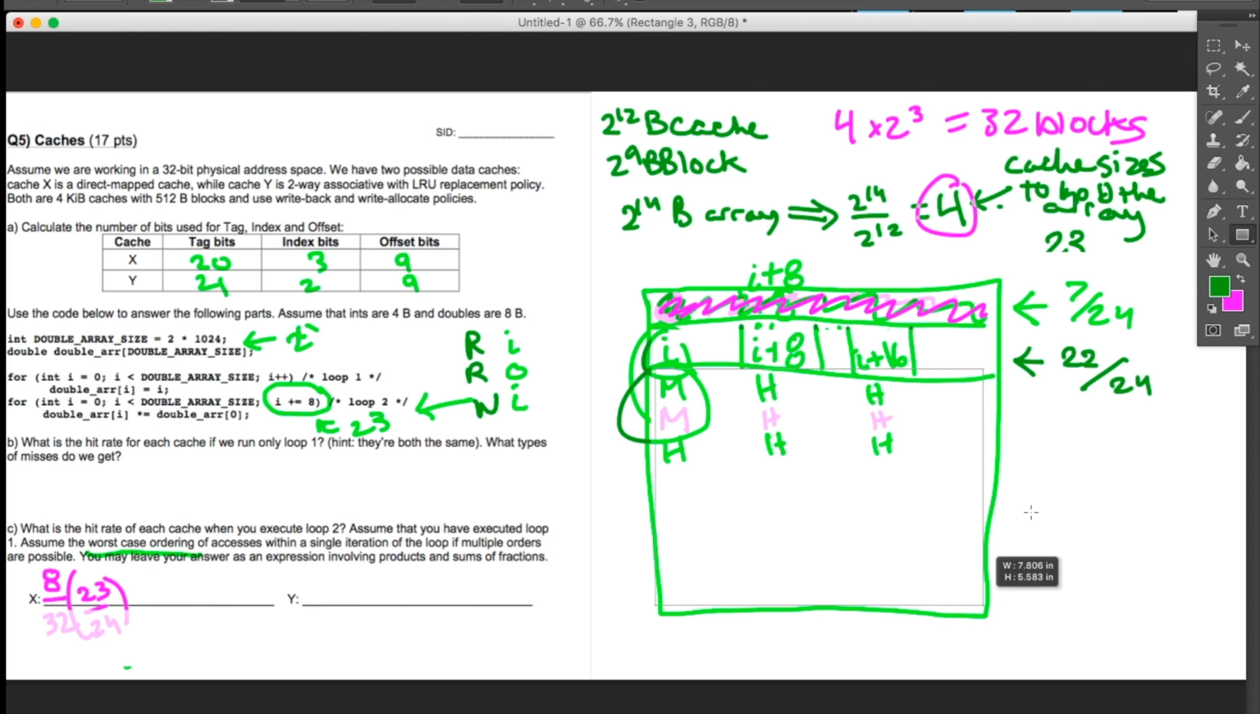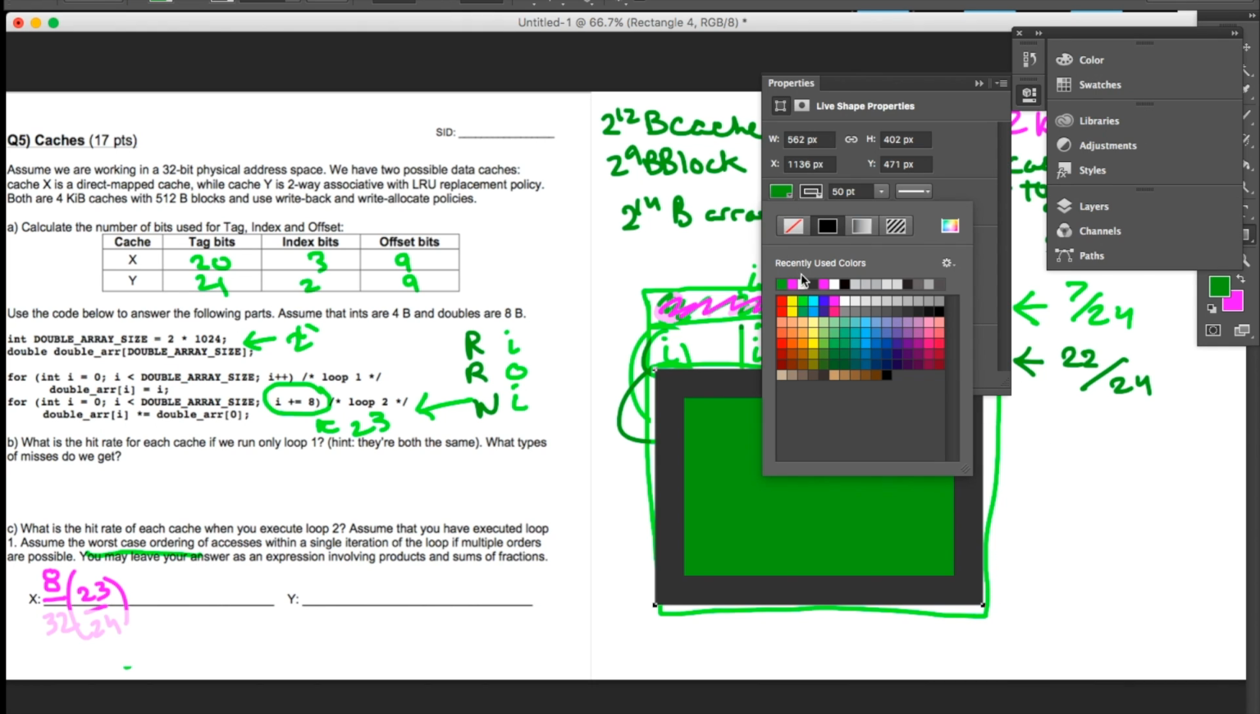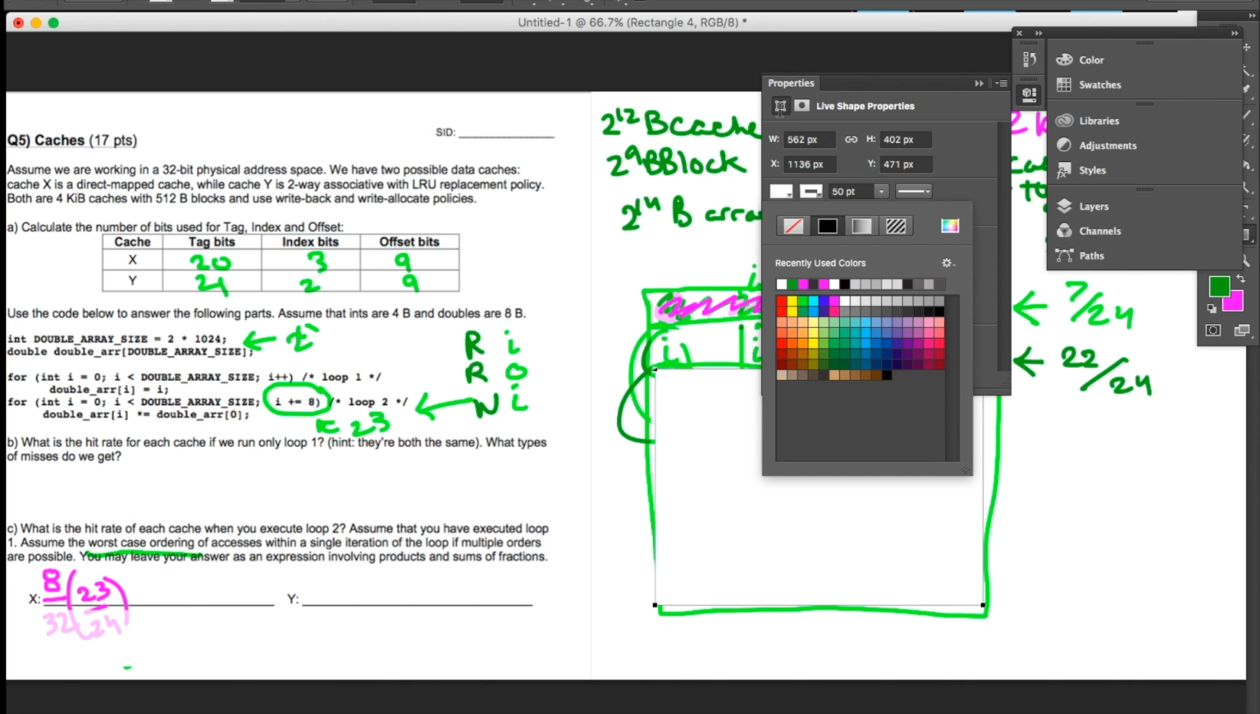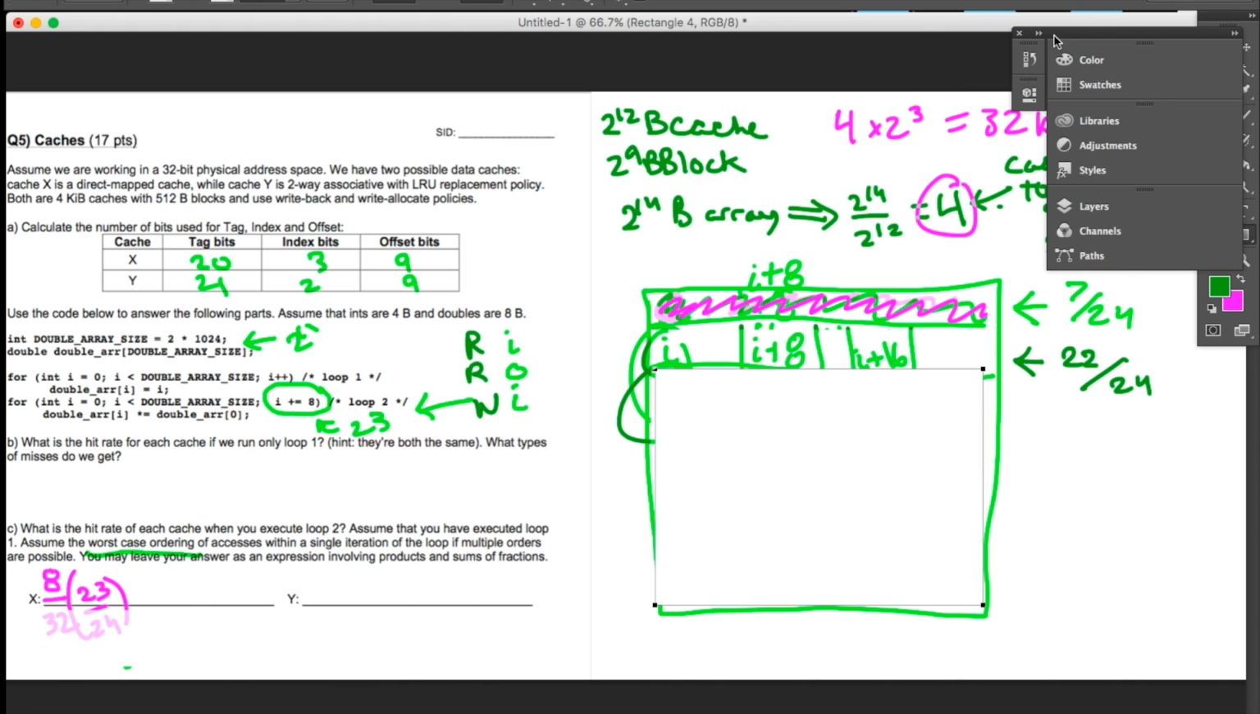So, it's still not finished. There's still one thing that we need to consider. I apologize for my poor photoshopping skills.